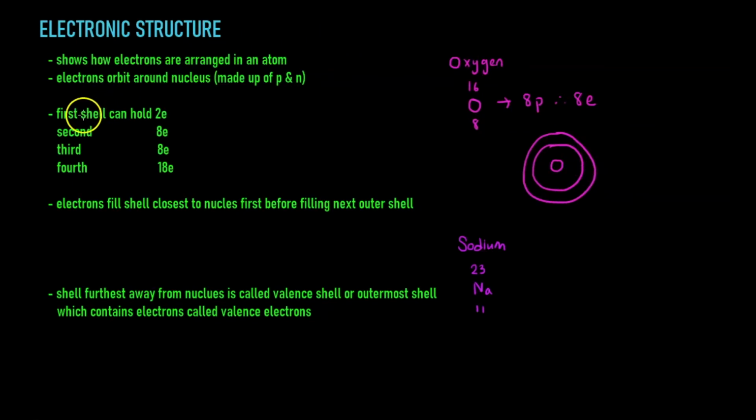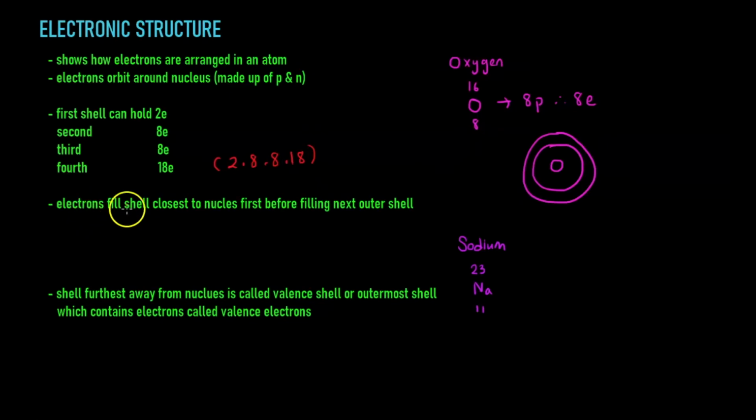But first, we know that the first shell can hold 2 electrons. Second shell, 8 electrons. Third shell, 8 electrons. Fourth shell, 18 electrons. So what is here is actually 2.8.8.18. Okay, this one doesn't really make sense now. Looks like a Morse code or something, but it's not. Let me just show you in a while.